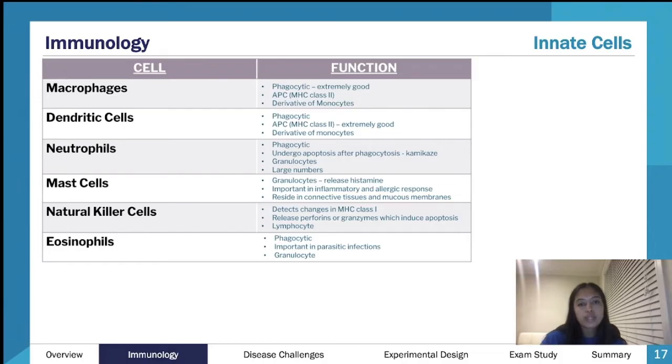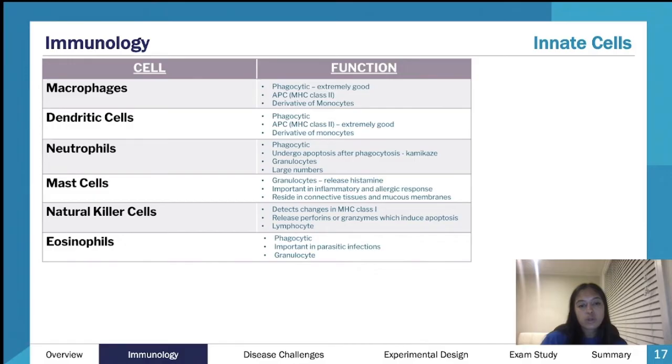Mast cells are really key. You always associate them with histamine, and they're very involved in your allergic and inflammatory responses. Something to be aware of is that they reside in the connective tissue, so they're not floating throughout the bloodstream. They just sit and release the histamine.